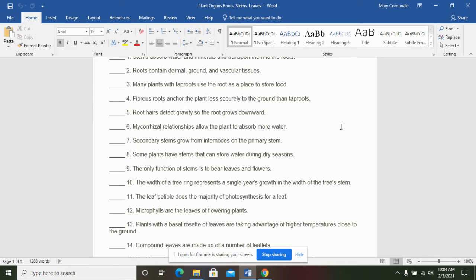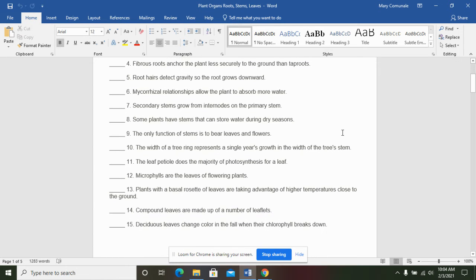Number 11, the leaf petiole does the majority of photosynthesis for the leaf. That is going to be false. The petiole actually just pushes the leaf out a little bit so that it can photosynthesize, but the mesophyll cells are going to be the ones that do the photosynthesizing. Number 12, micropyles are the leaves of flowering plants. That one is going to be false.